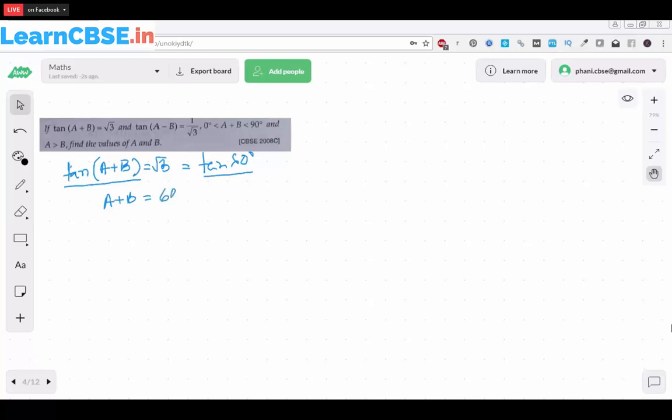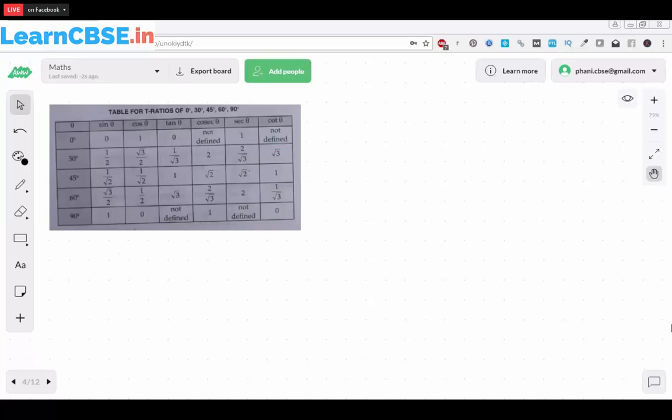But once I'm writing this, I also need to mention that 0 degree is less than or equal to a+b, less than or equal to 90. This is what I should mention. Now that gives you a+b as 60 degree. Now we have to use the other equation, tan(a-b), which is given as 1 by root 3, and that is the value of tan 30 degree.